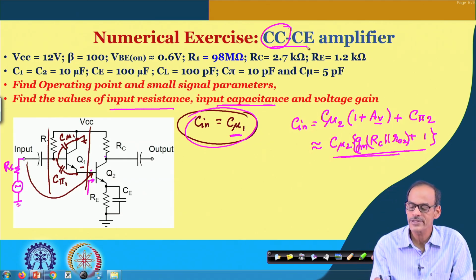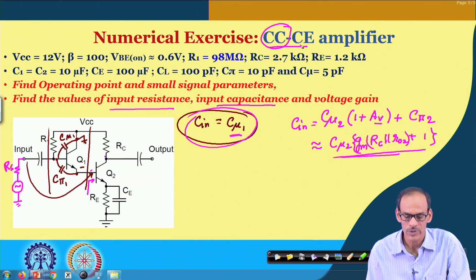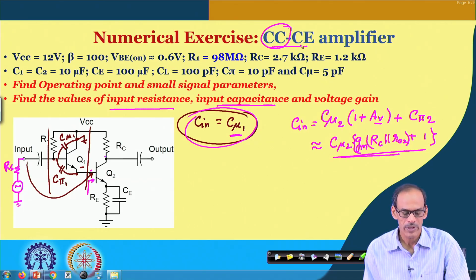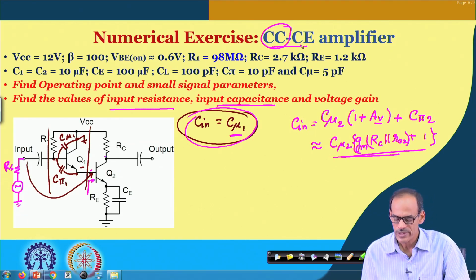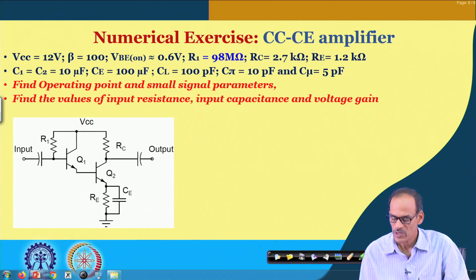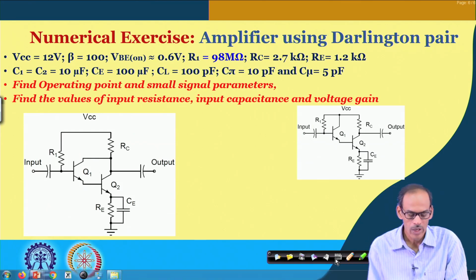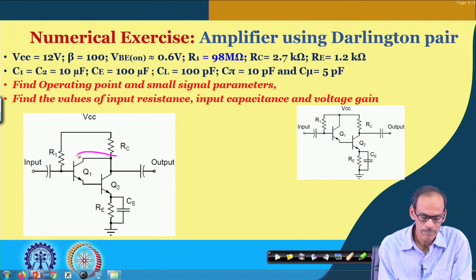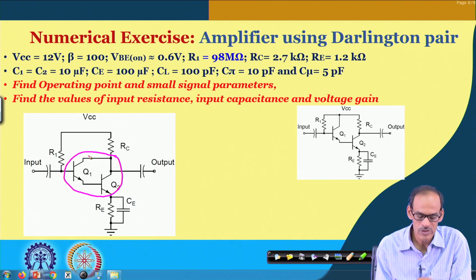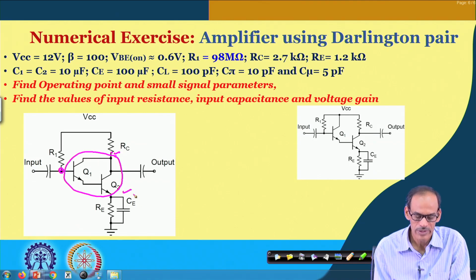Compared to the CC-CE amplifier, there is another configuration called the Darlington pair, and we will see the basic difference. In fact, configuration-wise they are very close, but there is a small difference. In the next slide, we will be discussing that. So, here we have this Darlington pair. You can think of this as one transistor, its base terminal is here, its collector is here, and its emitter is here.